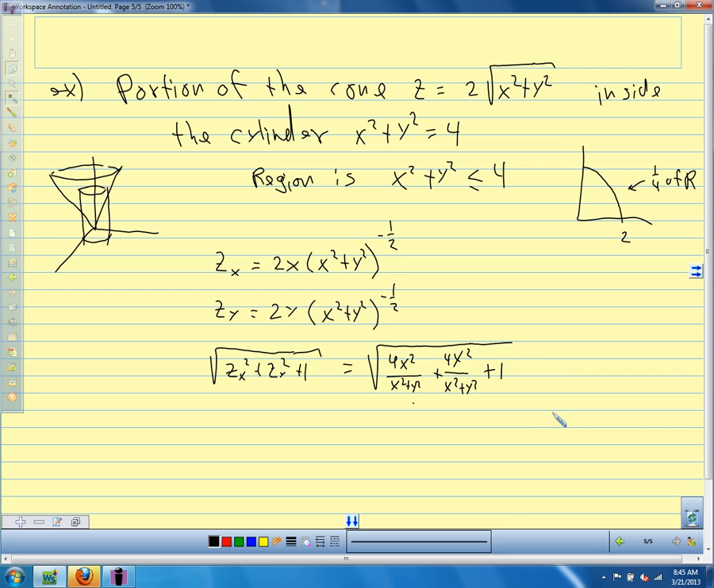All right, anybody see what's happening here? What's going to happen? So we need to add this 1, we need a common denominator of x squared plus y squared. And it's even better than that. So let me write out this with our common denominator: 4x squared plus 4y squared plus x squared plus y squared, all over x squared plus y squared.